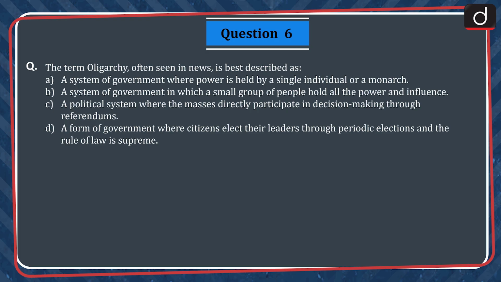Next, the term oligarchy, often seen in news, is best described as a system of government where power is held by a single individual or a monarch. A system of government in which a small group of people hold all the power and influence. A political system where the masses directly participate in decision-making through referendums. Or a form of government where citizens elect their leaders through periodic elections and the rule of law is supreme. The correct answer is option B.